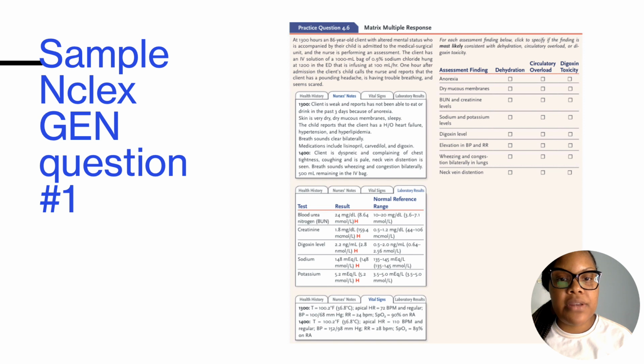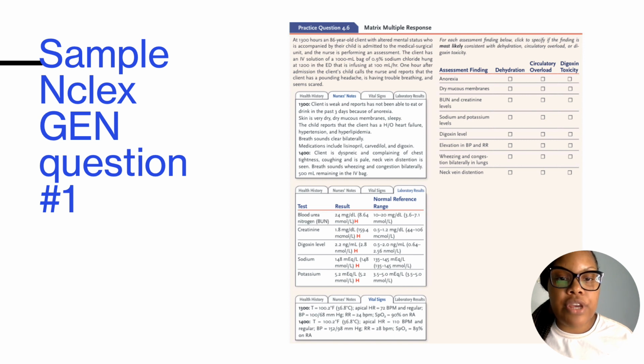One hour after the admission, the client's child calls the nurse and reports that the client has a pounding headache and is having trouble breathing and seems scared. So that is the scenario of what happened. Before we move on to the nurse's notes and the other things, we want to get the wheels in our head spinning and ask, what could be going on with this patient? What is some pertinent information that we want to grab from that? What I would grab is her age. So 86, okay, I know that this patient is elderly, so I know that certain things happen in the elderly population. All right, so let's go on to our nurse's notes.